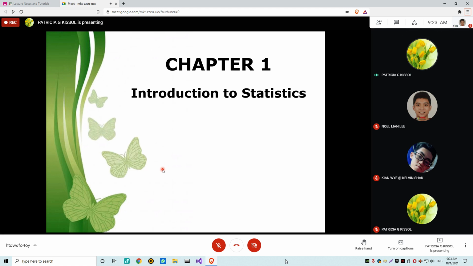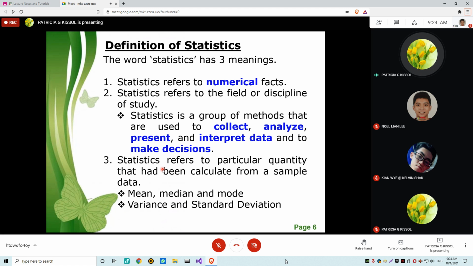So mainly, chapter one is just an introduction part. It's not much calculation involved. It's just helping you to recall what statistics is about. So first of all, we're going to start with the definition of statistics. And the word statistics basically has three meanings. First of all, it refers to numerical facts. That means data are given to us in numbers, in numerical values.